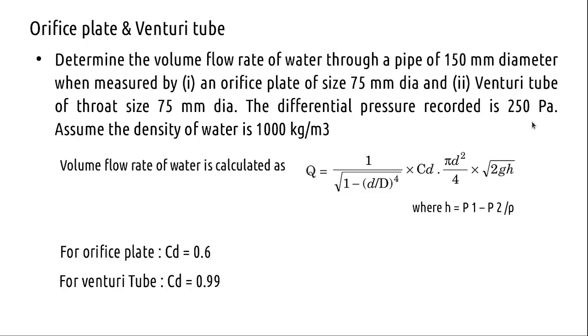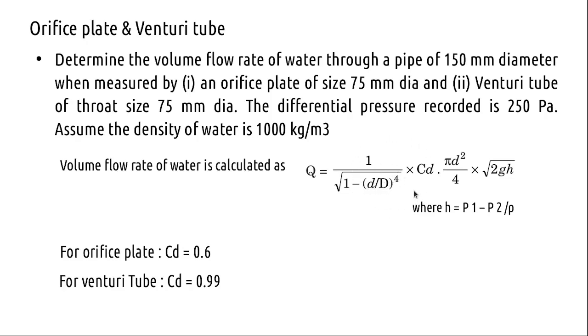And here in this problem, you have an orifice plate and a Venturi tube of the same diameter. The throat size for the Venturi tube is 75 millimeters, and for the orifice plate, the diameter is 75 mm. The differential pressure, that is before entering the plate and at the throat, P1 minus P2, is 250 pascals, and you are assuming the density of water as 1000 kilogram per meter cube. There is a relation, Q equals square root of delta P into K, that we gave as a simple expression.